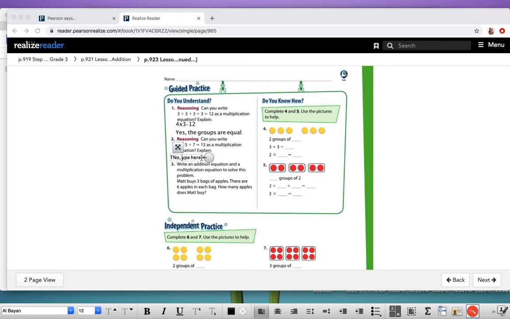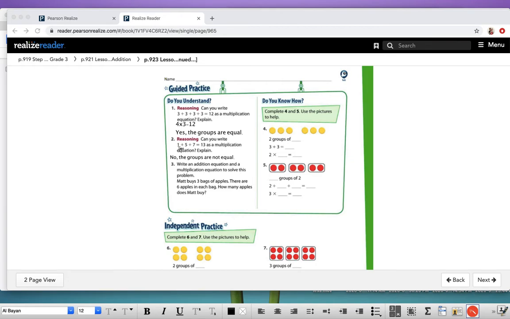Oh, this doesn't erase here. What is up with that business? It should be able to erase all that, but it doesn't, so we have to backspace. So now we're going to say no. The groups are not equal. There we go. Fit it all there. How's that? No, the groups are not equal.